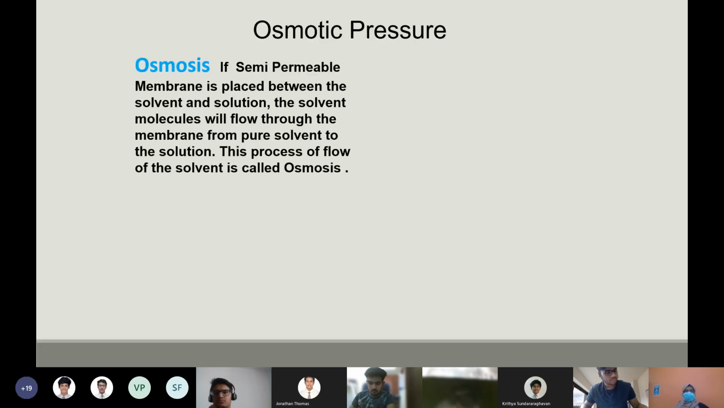Okay, fine. So that is osmosis, the flow of solvent molecules through a semi-permeable membrane from a solvent area to the solution. Sorry, that is what is called osmosis. Then what is osmotic pressure? Yes, Abhishek, what is osmotic pressure?